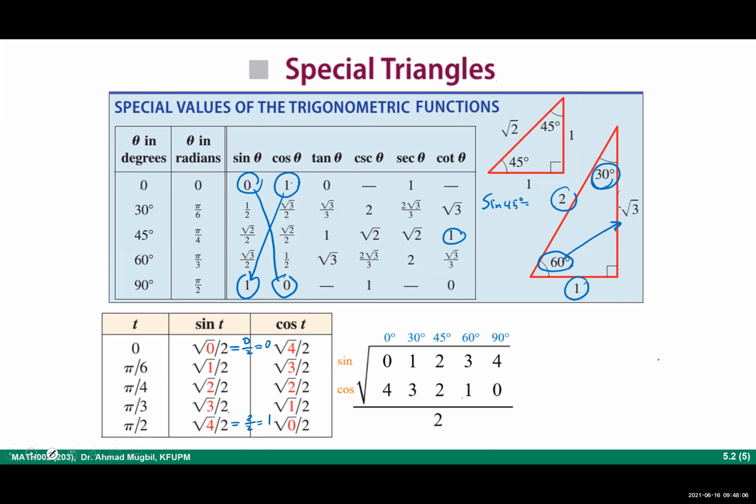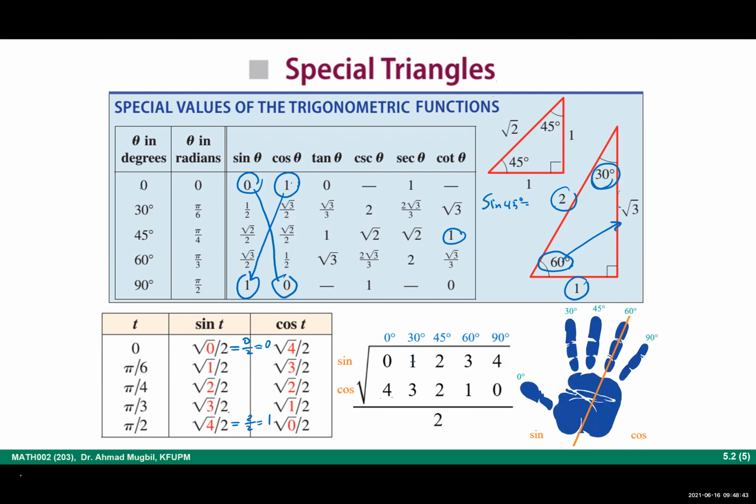Or, as I prefer, to use them on one root like this, instead of this table. This is 0, 30, 45, 60, 90, with 0, 1, 2, 3, 4. Here, reverse. Now, for example, tell me what you want. For example, 30. What is sine? Here for sine, here for cosine. Sine 30 will be the square root of 1 over 2, which is a half. Okay? This is one way. But at the end, guys, you will remember them because you will use them so many times.